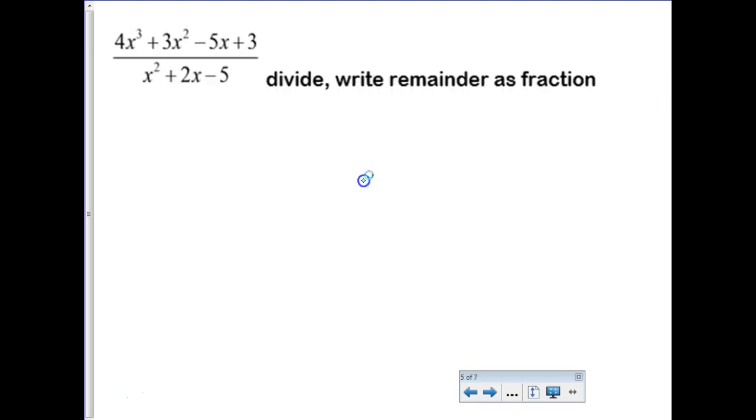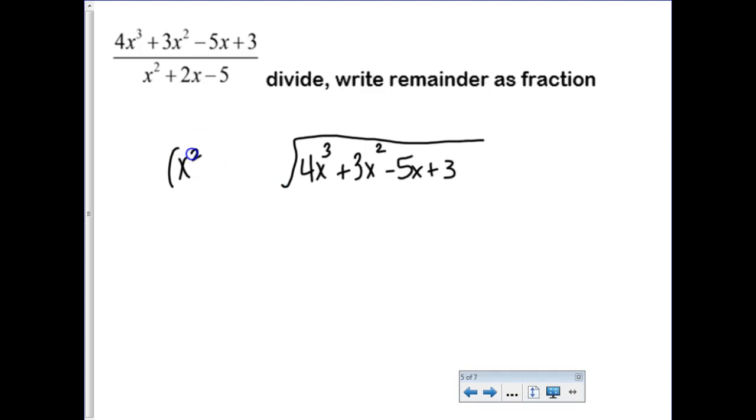You guys actually did a really good job on that question, with the exception of those of you who left it blank. Alright, so the next section, this is also another old one, and some of you left this one blank, and some of you did a really great job on this, so just continue to do a really great job. 4x to the third plus 3x squared minus 5x plus 3 is being divided by, I like to put the divisor in parentheses, so x squared plus 2x minus 5.